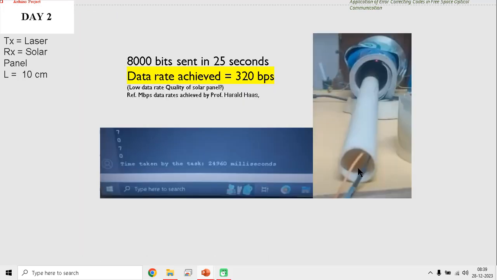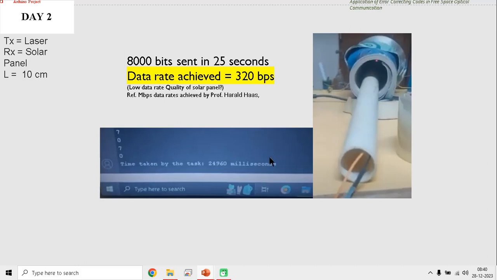So this is the snapshot of that. And this light, the laser that is received on the solar cell, doesn't seem to flicker. It is just constant light, but it is flickering, which is captured on the Arduino interface on the PC. So we sent 800 bits per second in 25 seconds, and a data rate of 320 bits per second was achieved.